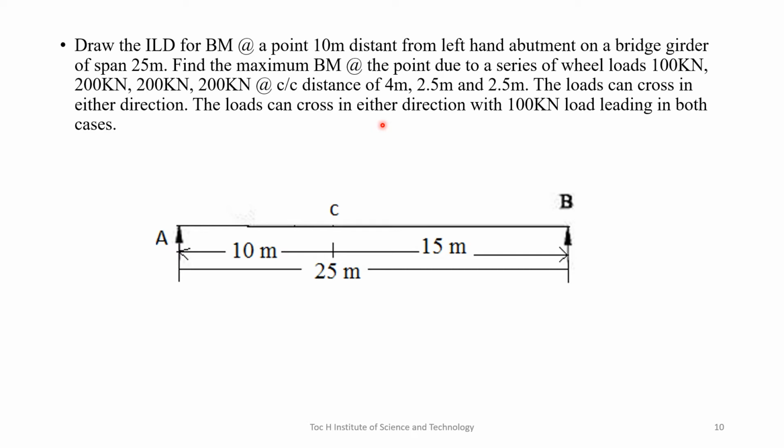That means we have to consider first that the loads are moving from left to right, and also the loads moving from right to left, and we always have to place this 100 kilonewton load as the leading load. The distance remains the same. So we have to find the value of maximum bending moment at a point 10 meters from the left end. This is section C at a distance of 10 meters from the left-hand support, which is shown in this figure. The total length of the beam is 25 meters.